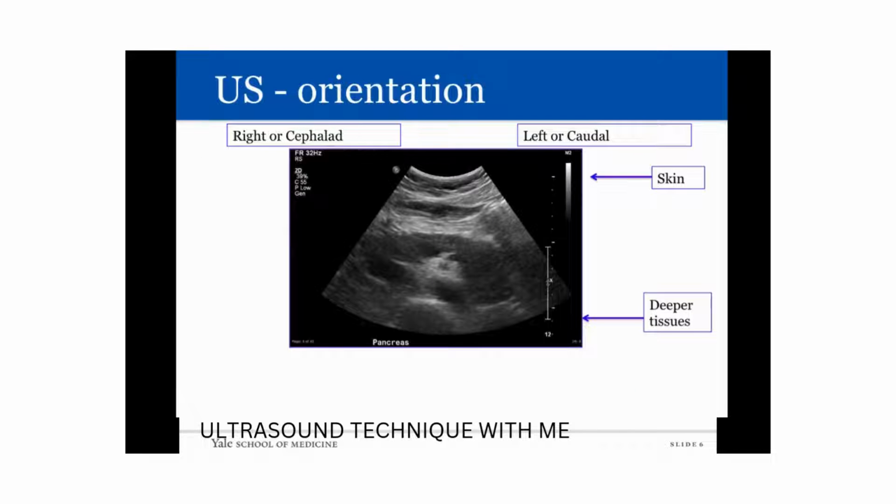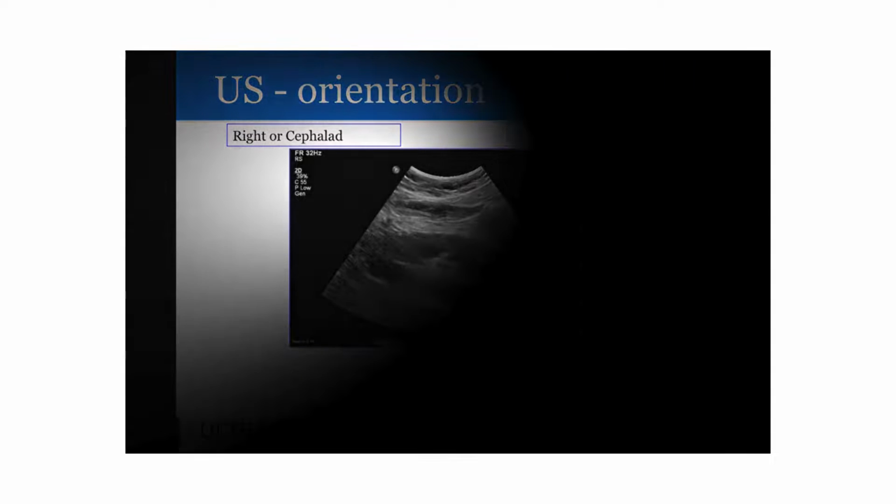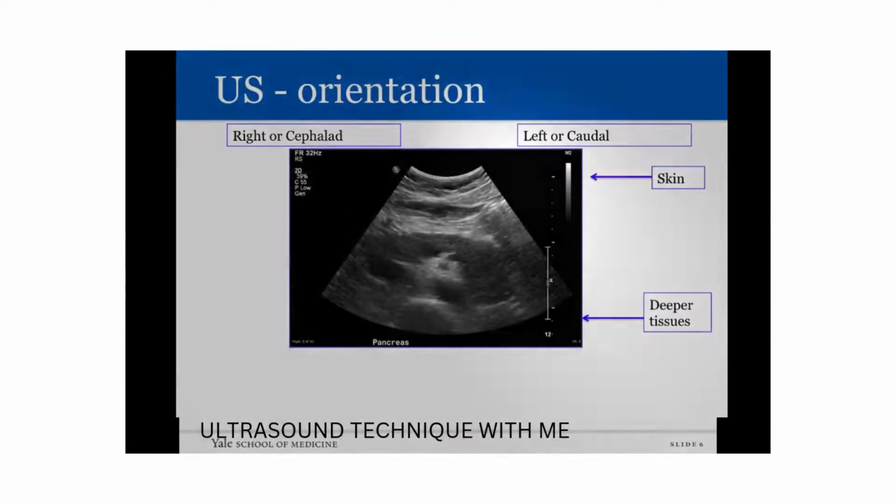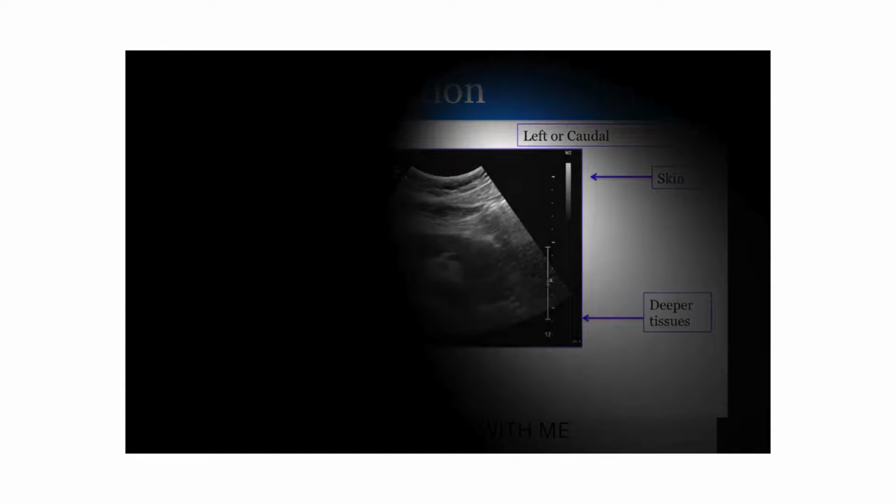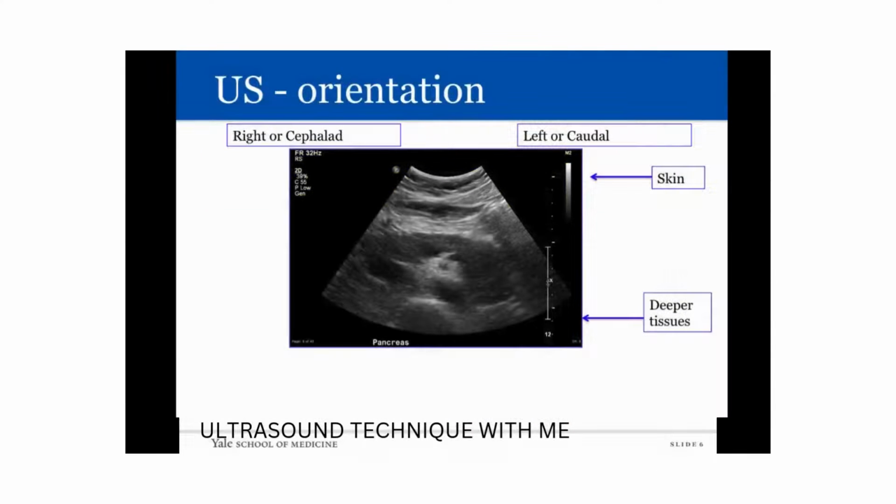So if we were to look at an ultrasound image, basic orientation, you can either have the probe so that you slice through the patient in an axial plane or through a sagittal plane, in which case this side of the patient will always be either the right side or cephalad side, depending on whether it's an axial or a sagittal cut, while this side of the patient will be the left side or the caudal aspect of the patient. The side over here is always the most superficial aspect, so this is going to be the skin, this is where the transducer will be placed, and as you go deeper, these will be the deeper tissues.